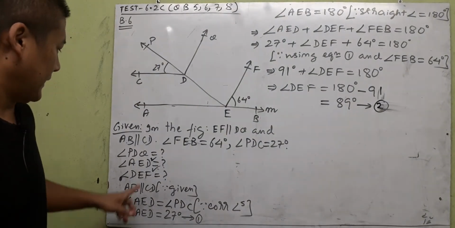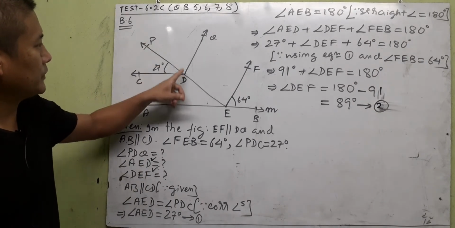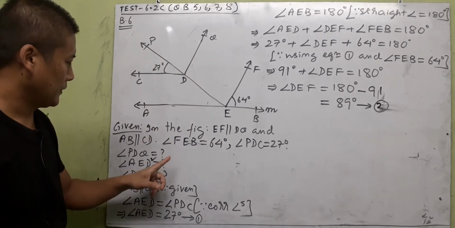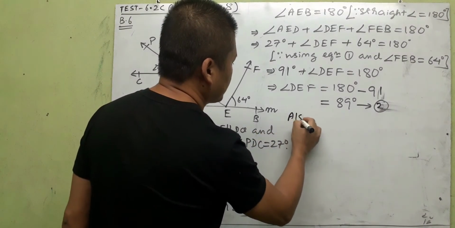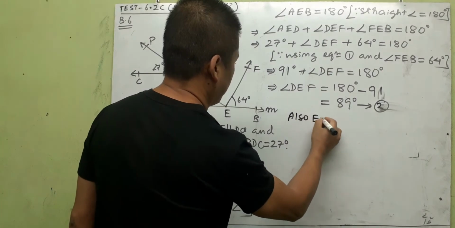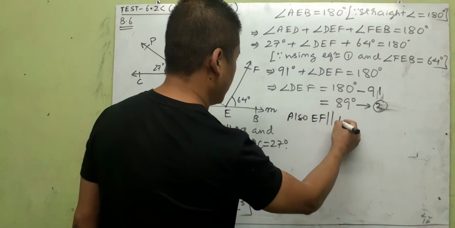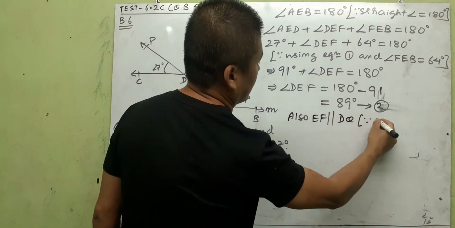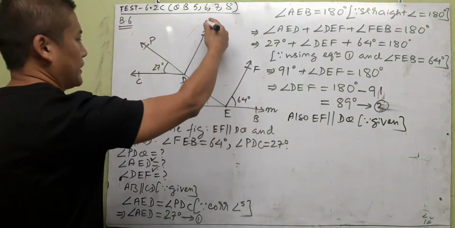So here, finally, PDQ. How do you get PDQ? Let us see here. PDQ has to involve these two lines which have been given as parallel. So we write here also, AF is given parallel to DQ as given in the question. So these two lines are parallel, this one and this one.